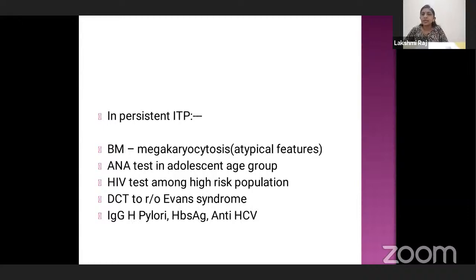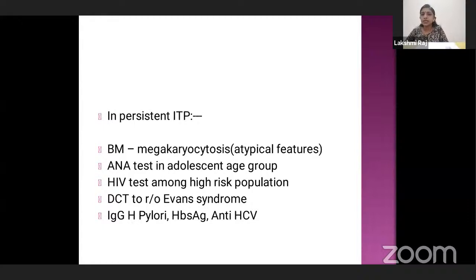Then ANA means we do that for ruling out certain autoimmune conditions. Anti-nuclear antibody we do in children or adolescents when we suspect SLE, systemic lupus erythematosus. We can do ANA. Then HIV testing in high-risk population. Direct Coombs test to rule out Evans syndrome. So Evans syndrome, I told you earlier, it is autoimmune hemolytic anemia with autoimmune thrombocytopenia. So in those cases, the direct Coombs test will be positive. So if there is an anemia also, and there are features of hemolysis in the peripheral smear, then we have to do a direct Coombs test to rule out Evans syndrome.